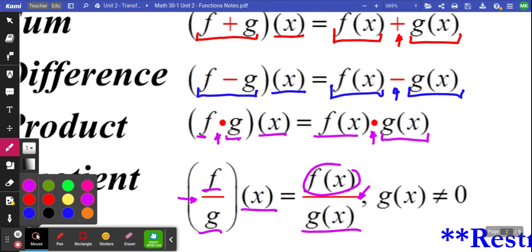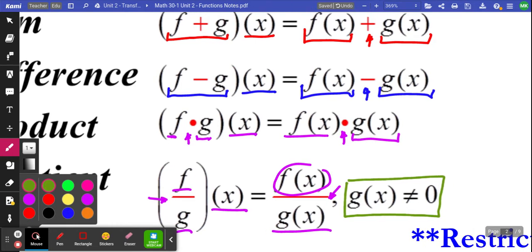There is something important to note, which is when you do that division one, you have to have this rule on it, where g of x can't equal 0. Why would that be a rule? Can't divide by 0, correct. And we learned that in math 20-1, right? You actually learned that in like grade 3. But we then did it in grade 11 when we talked about functions. You can't divide by functions that equal 0.